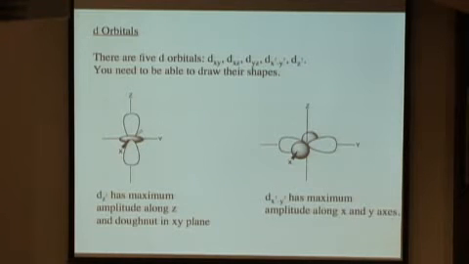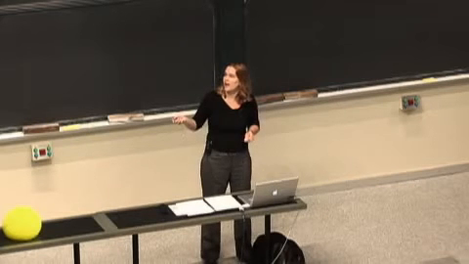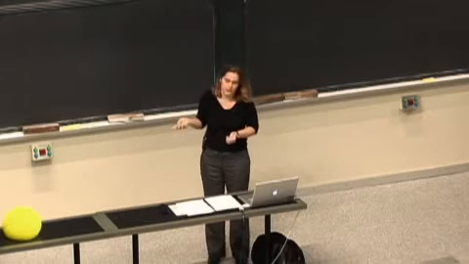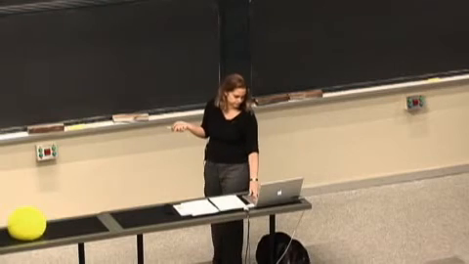So the first d orbital we'll consider is dz squared. It has its maximum amplitude along the z-axis, and it also has a little donut in the xy plane. So dx squared minus y squared has its maximum amplitude along the x and the y axes, so directly on axis for this particular d orbital.